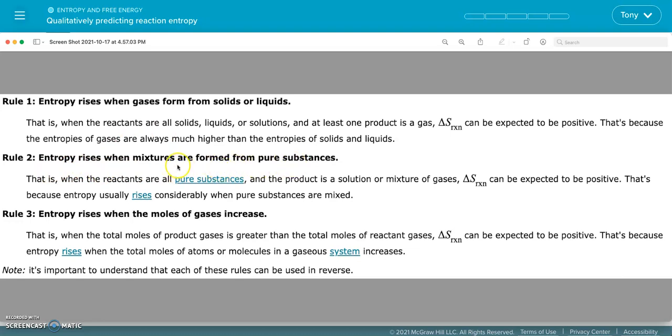This one again is maybe a little bit more confusing to think about, but essentially what this is saying is that when we're forming mixtures where we're mixing things together, typically speaking, that's going to increase the entropy. Rule number 3, entropy rises when the moles of gases increase. This is one of the easiest ways for us to see that entropy has increased for a system, where you go from a smaller number of moles of gas to a larger number of moles of gas. That means that there's more pieces in that puzzle, and entropy will again have increased.